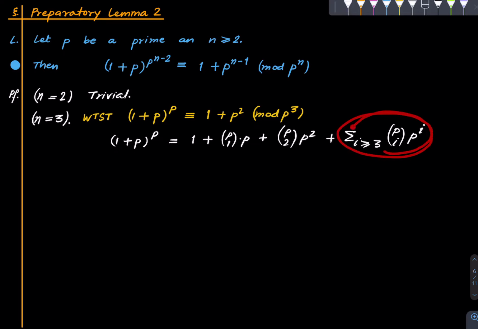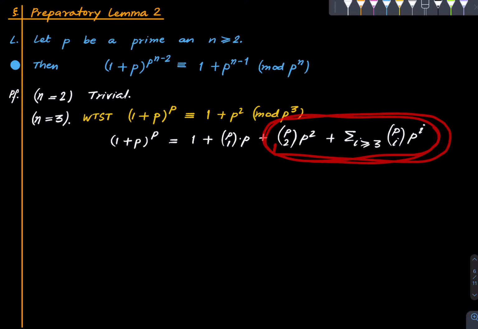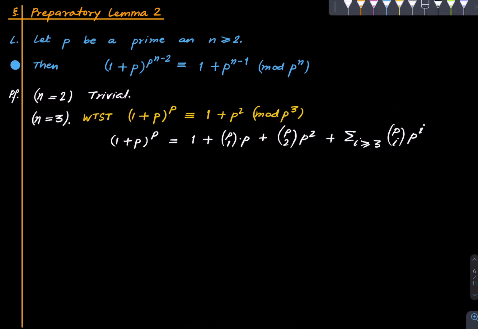So all of these are divisible by p cube, simply because p to the i is divisible by p cube for i greater than or equal to 3. This is also divisible by p cube because p choose 2 is divisible by p. I leave that as an exercise. P is an odd prime, and hence p choose 2 is divisible by p. So this part is all divisible by p cube, and hence this is congruent to 1 plus p square modulo p cube. So for n equals 3, we can prove it by hand.